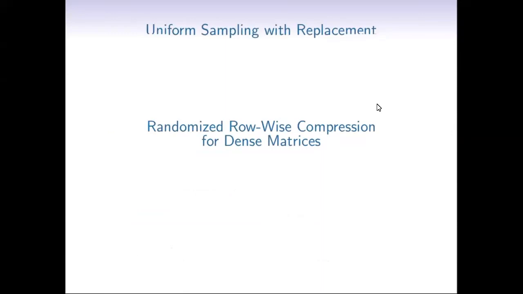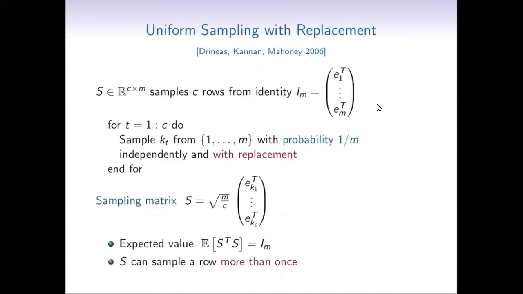So let's look at row-wise compression. So here's one of the early works. Oh no, it got stuck. Okay, fine. So this is a paper by Drineas, Kannan, and Mahoney.